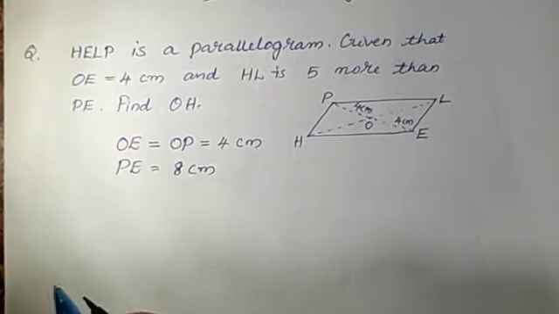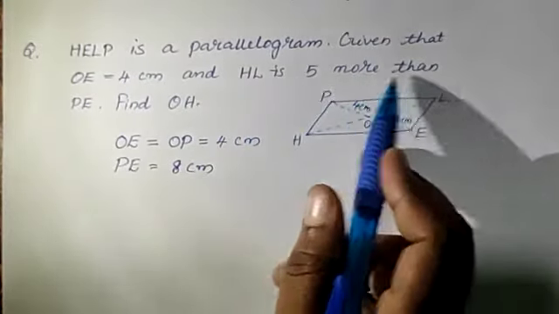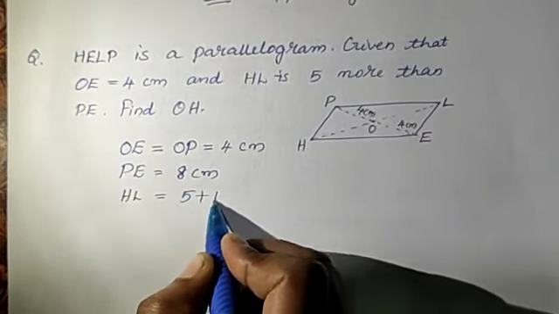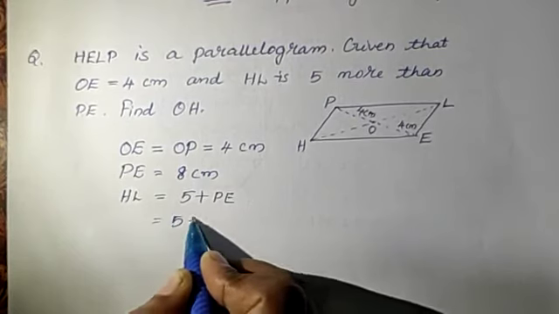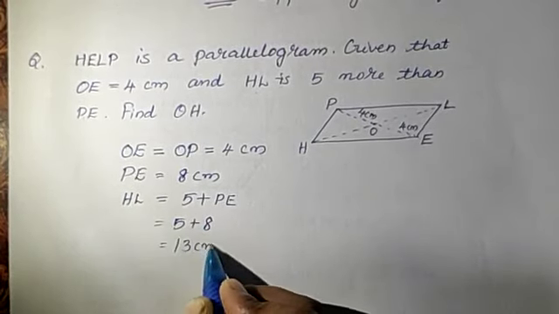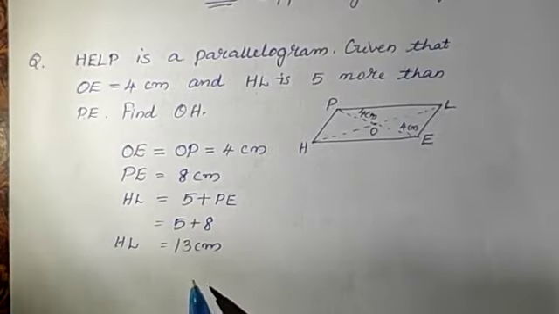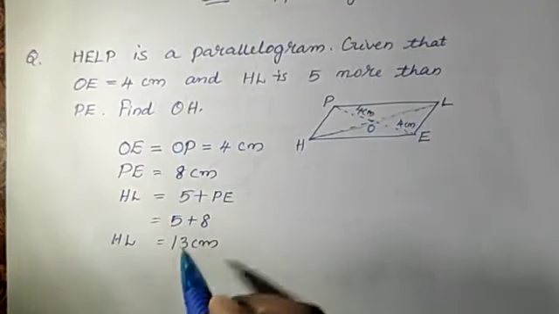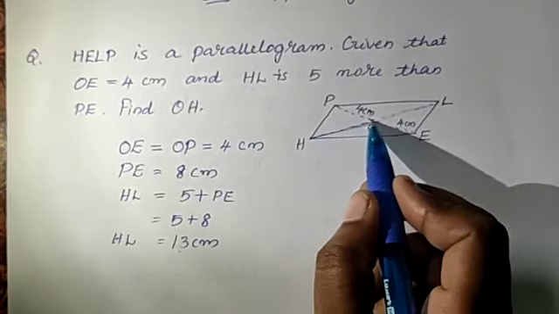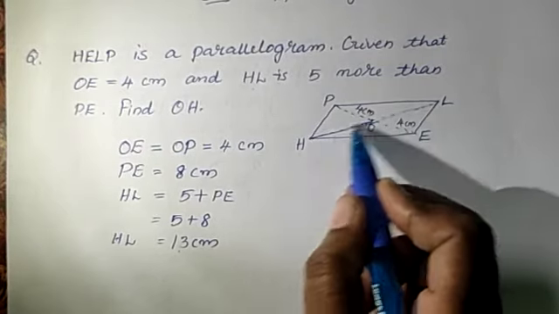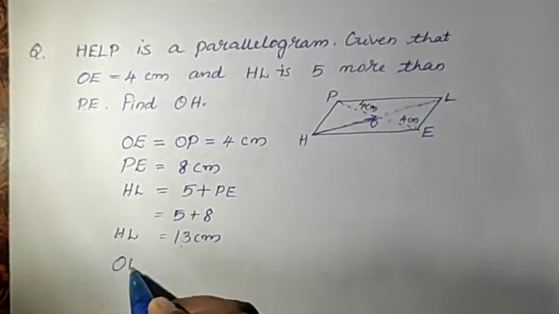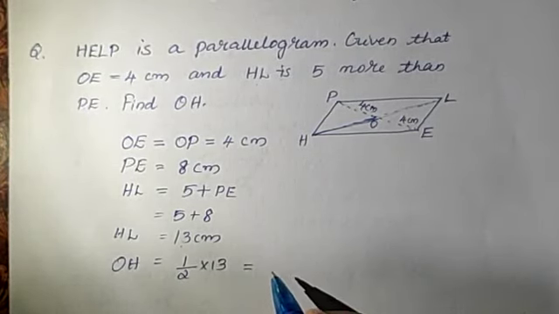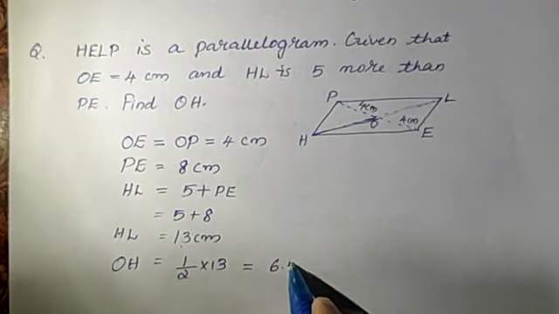Okay, and we know HL is 5 more than PE. So HL is equal to 5 plus PE, that is 5 plus 8, 13 centimeters. So HL is equal to 13 centimeters. We have to find OH. Here it will be half of this HL. So OH is equal to half into 13. Half into 13 is 6.5 centimeters.